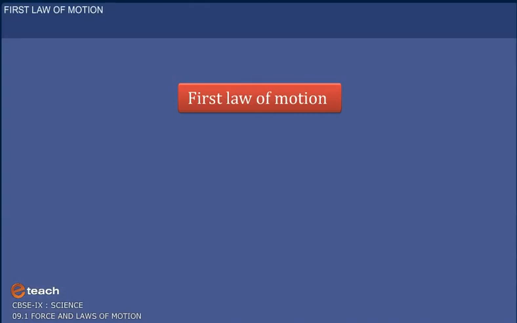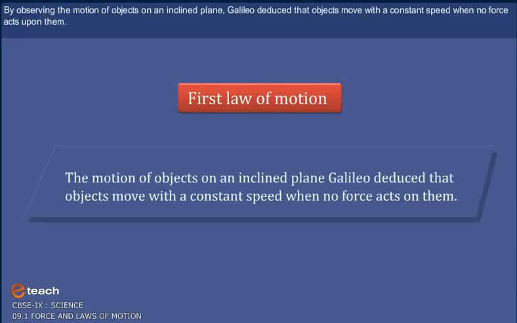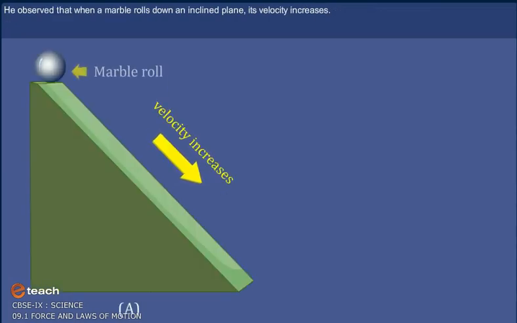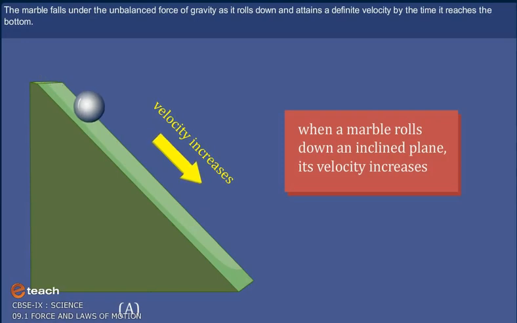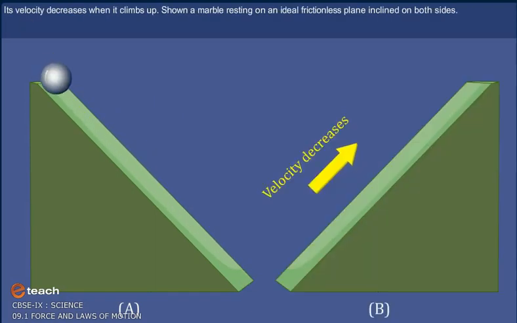First law of motion. By observing the motion of objects on an inclined plane, Galileo deduced that objects move with a constant speed when no force acts on them. He observed that when a marble rolls down on an inclined plane, its velocity increases. The marble falls under the unbalanced force of gravity as it rolls down and attains a definite velocity by the time it reaches the bottom. Its velocity decreases when it climbs up. The figure shows a marble resting on an ideal frictionless plane inclined on both sides.